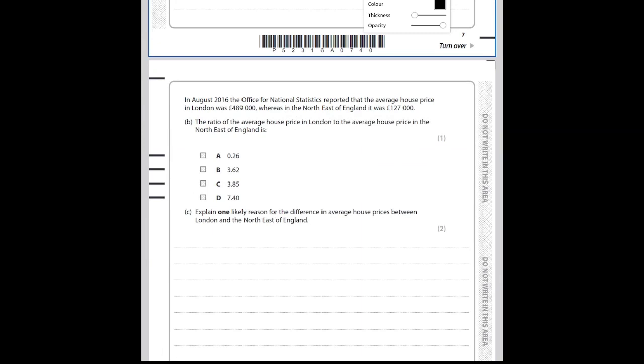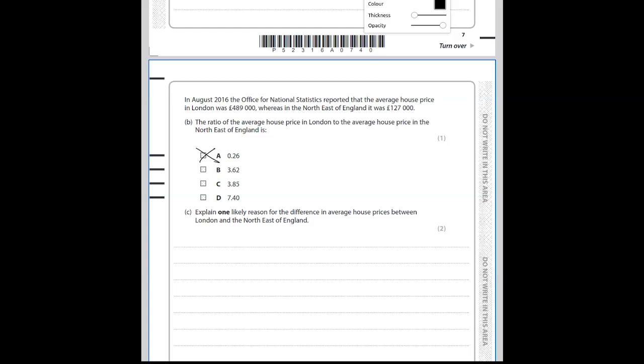In August 2016, the Office for National Statistics reported that the average house price in London was £489,000, whereas in the northeast of England, it was £127,000. The ratio of the average house price in London to the average house price in the northeast of England is... Okay, well, the average house price in London is going to be greater than 1, right? So I can exclude A.